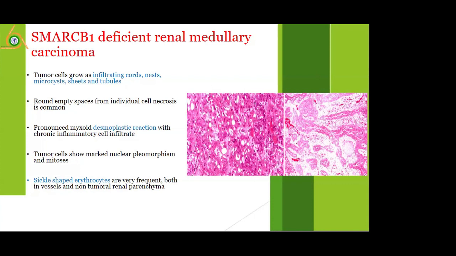Okay. So just to continue with SMARC deficient, B1 deficient RMC. It has infiltrating pores, nests, microcysts and sheaths and tubules, and desmoplastic reaction around these cells. And you will see sickle cell RBCs in your blood vessels. Next slide, please.